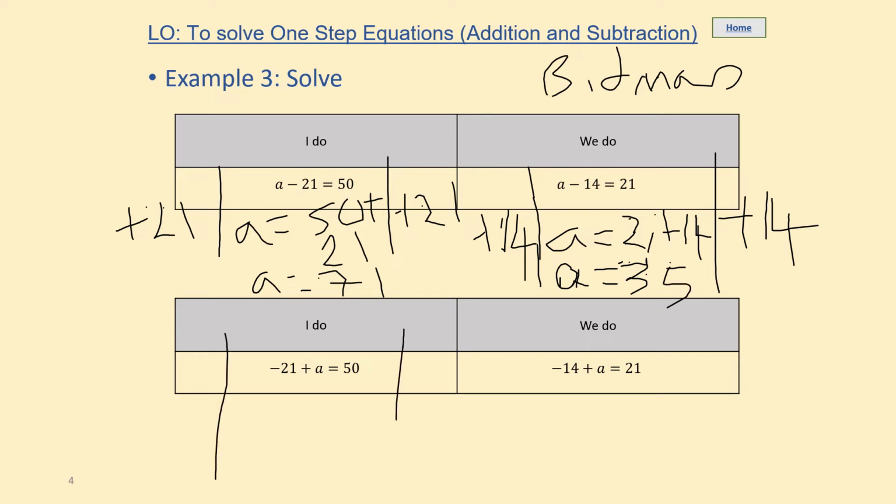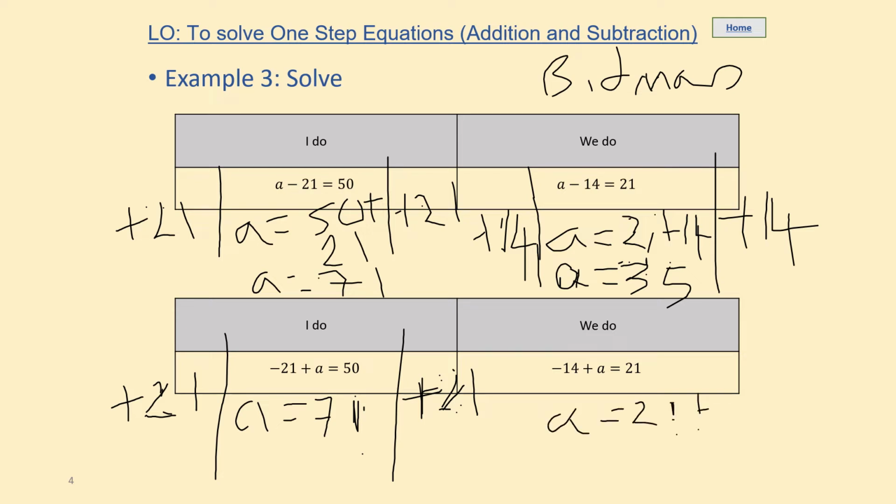And this one's saying subtract 21, so we need to add 21. So A equals 50 add 21 is 71. Yep, you're looking at this one and you're going A equals 21 add 14, A equals 35.